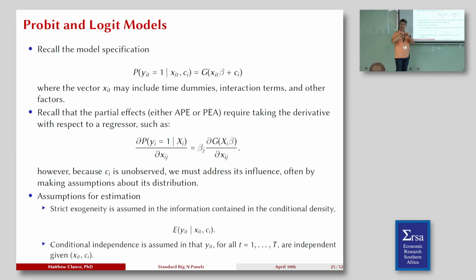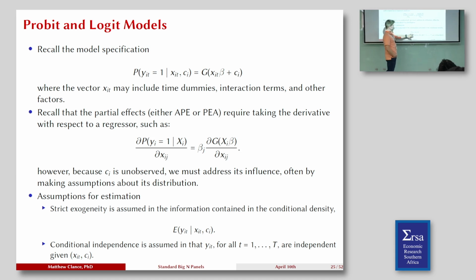Because it's still within that function, we have to take the linear outcome within that function, then we push it through the link function. Because the CI is unobserved, we must address its influence inside. So there's going to need to be some assumptions about the distribution. And under the estimation, we usually are trying to do it under strict exogeneity.